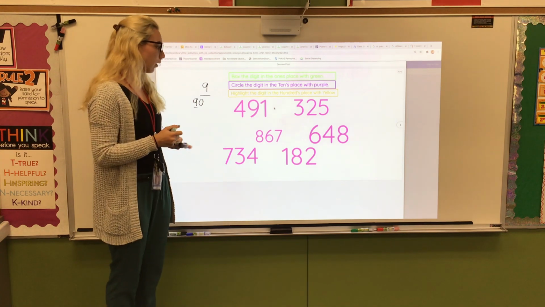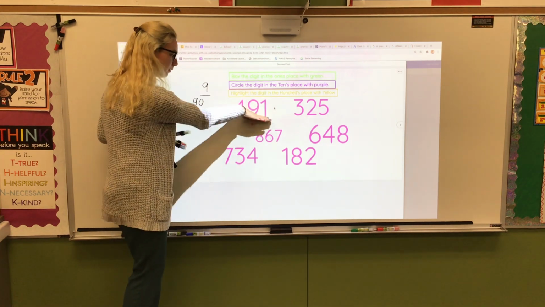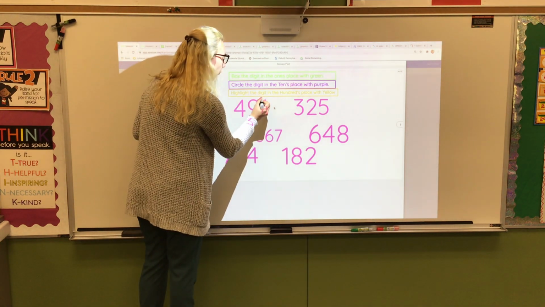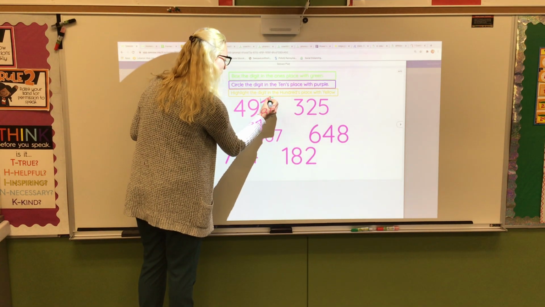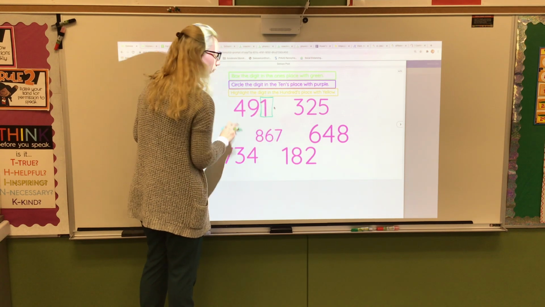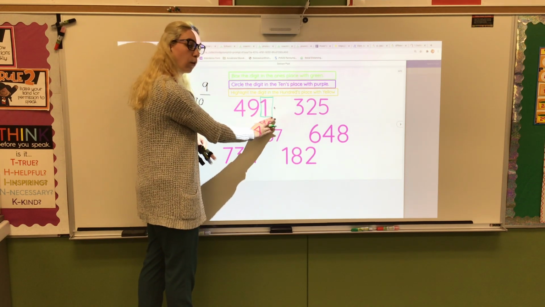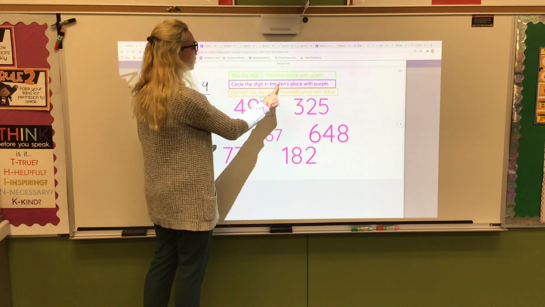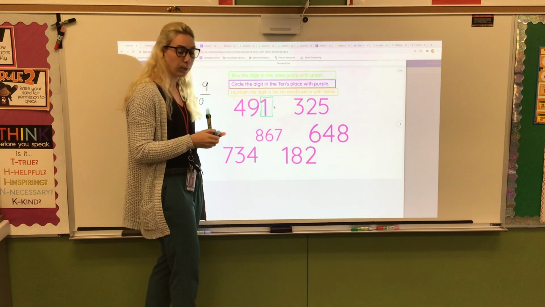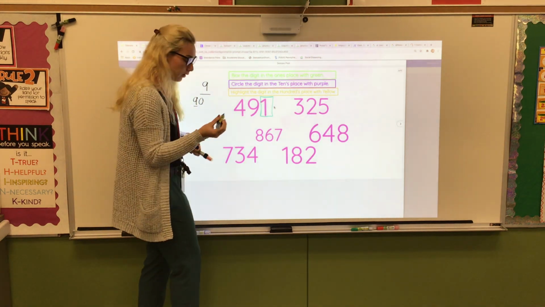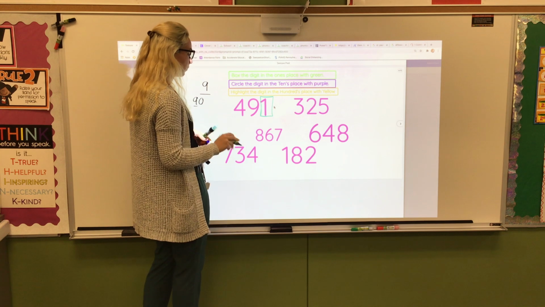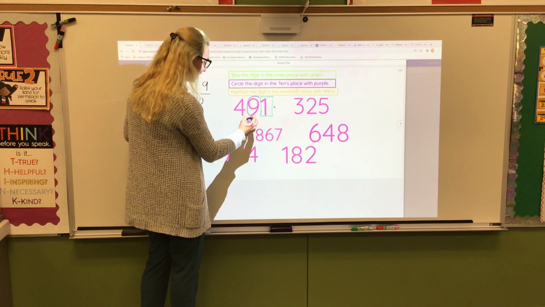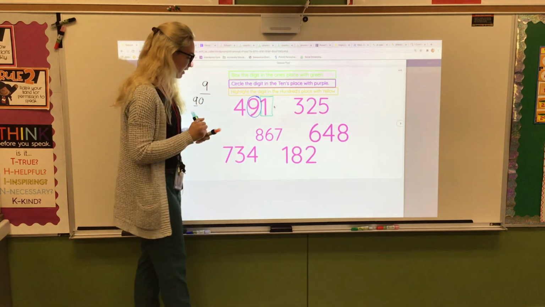It says box the digit in the ones place with green. All right, well, let's use this number as my example. I'm going to box the digit in the ones place. The ones place is always the place all the way over here at the end, okay? It always goes like that, ones first. And then it says circle the digit in the tens place with purple. Again, guys, I don't have purple, so I'm gonna use blue. Circle the digit in the tens place. Well, if this is the number 491, this 9 is in the tens place and it represents 90.